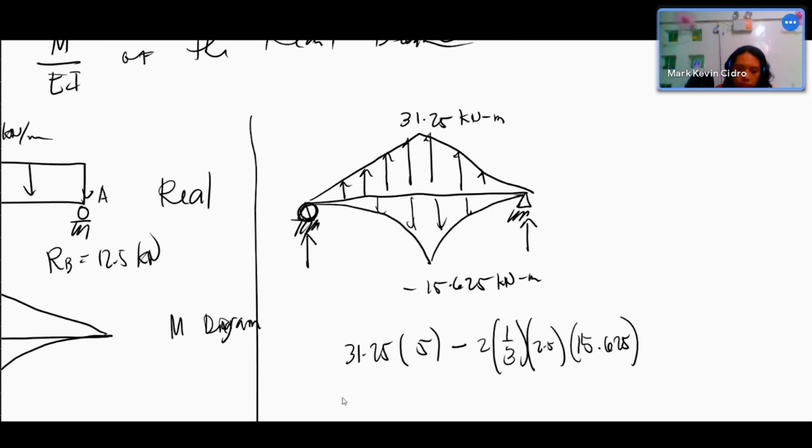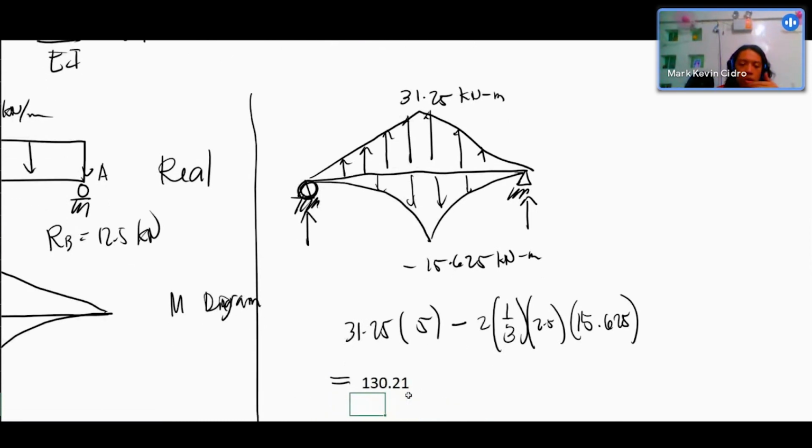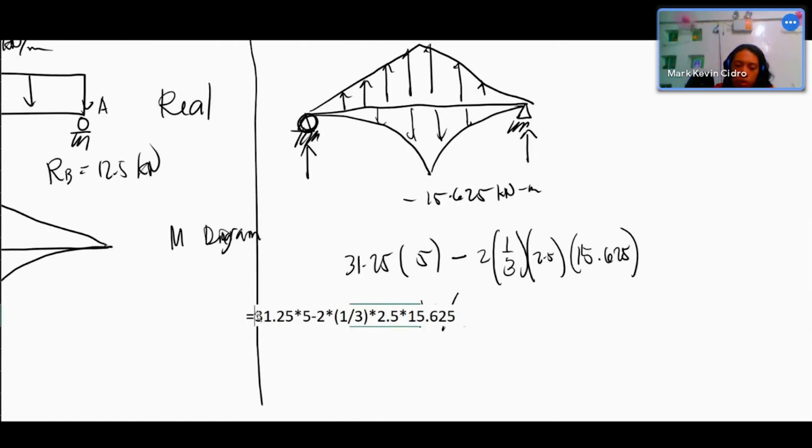15.625. But in here, 31.25 times 5 minus 2 times 1/3 times 2.5 times 15.625. Correct answer, 130.21. Is that right? Divide by 2 pa. Let's just divide by 2 directly for the reaction. Divide by 2, 65. This is in kilonewton.